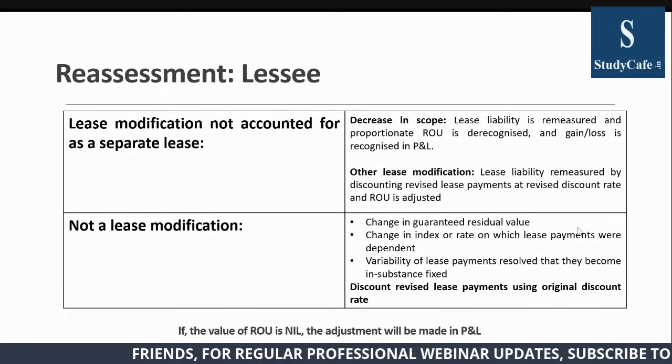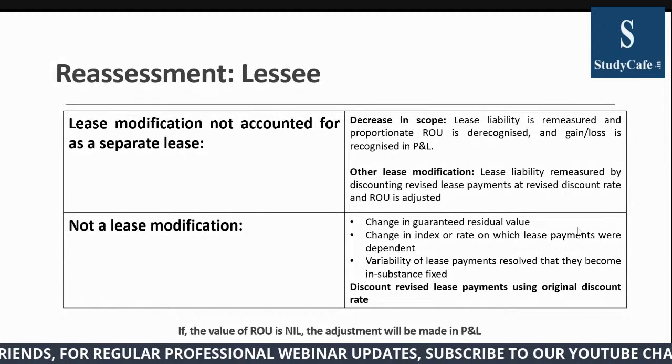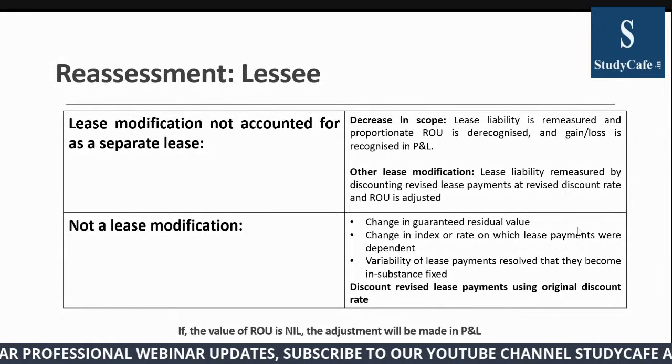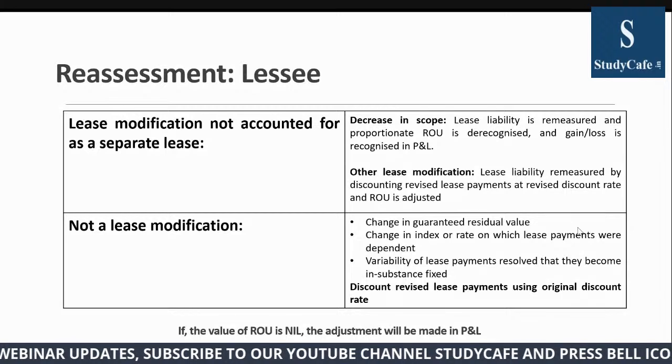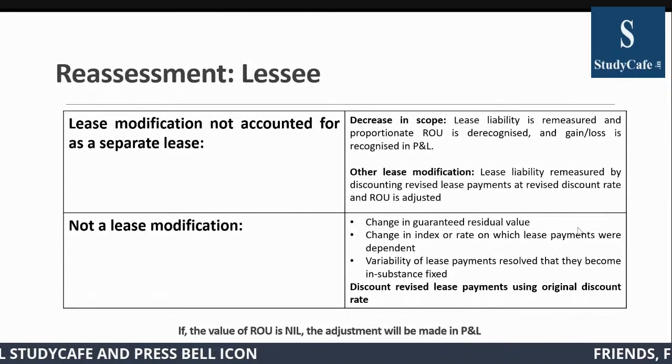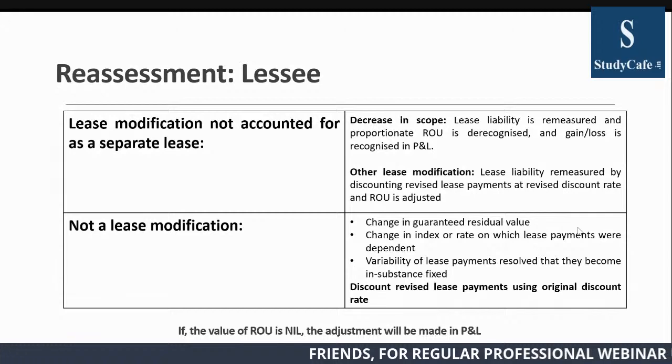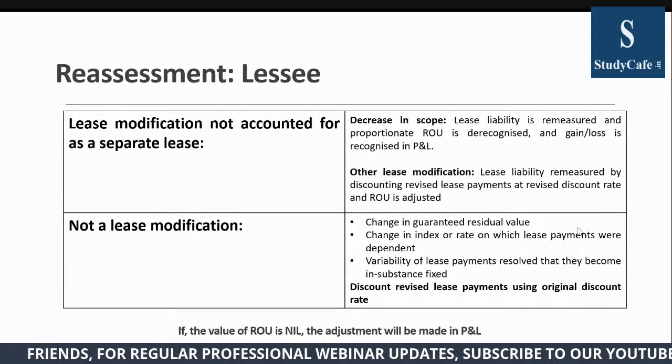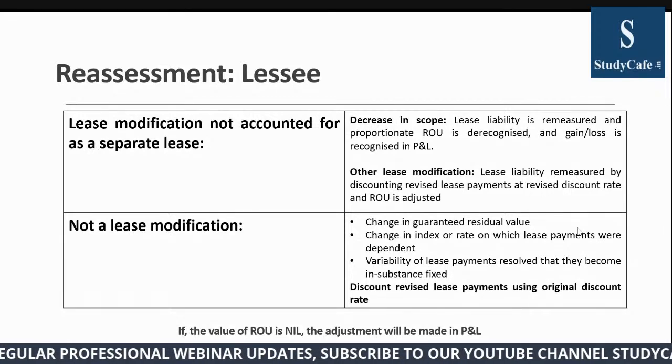How will the revised lease liability be calculated? It will discount the revised lease payments at a revised discount rate. So on the date of modification, the lessee will calculate a revised discount rate. It will calculate the revised lease payments and will discount the same. And whatever the adjustment is there in the lease liability will be made to the ROU asset. So the balance of the ROU asset will be adjusted.